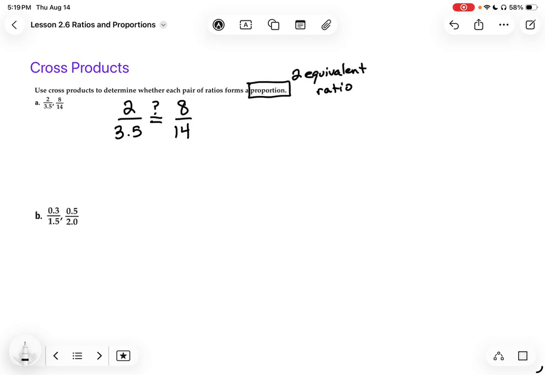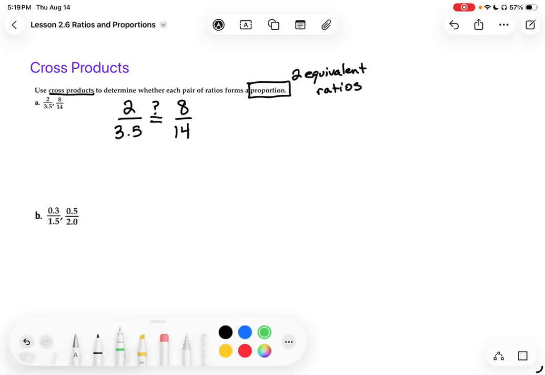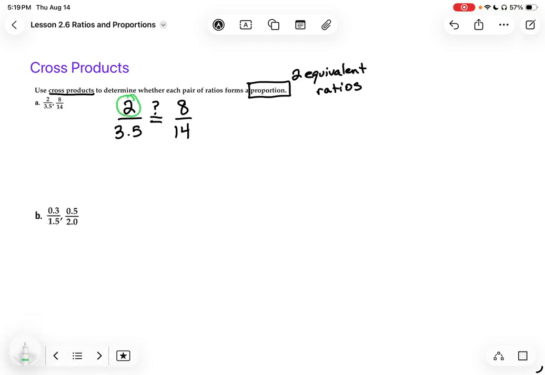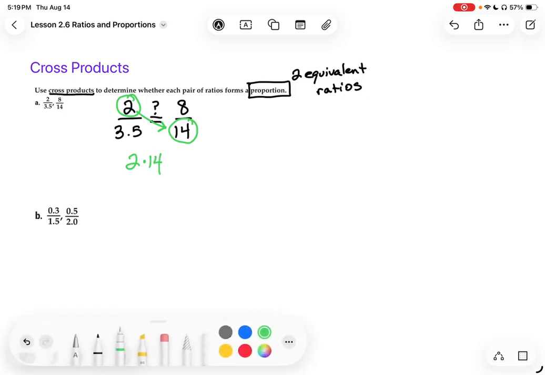And as we've discussed previously, there are two different methods for determining if ratios are equivalent. One is by finding a common denominator, and the other is by using cross products. And in this particular instance, we're going to use cross products. What that means is we're going to take the numerator of the first fraction and the denominator of the second fraction and multiply those together. So we're going to do 2 times 14. And we're going to see, is this equivalent?